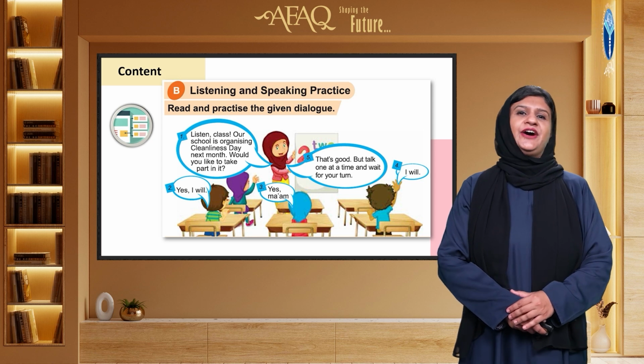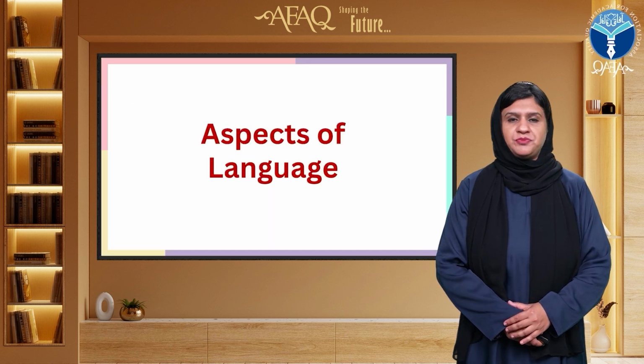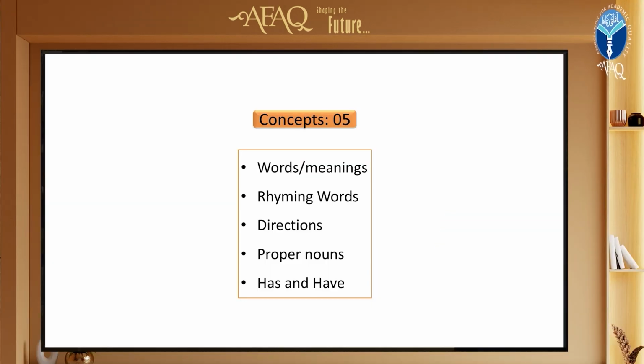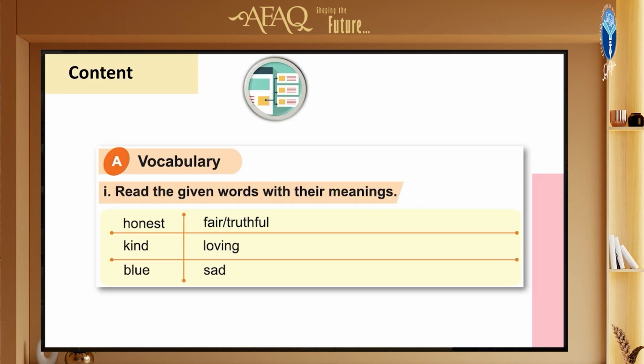Let's move forward now. Here we have aspects of language and with this competency, we are going to look at some word meanings, rhyming words, directions, proper nouns and the use of has and have. The first thing is some word meanings. The first word is honest. Honest means a very fair and truthful person and you can easily trust that person and we should always be honest with one another. The second word is kind.